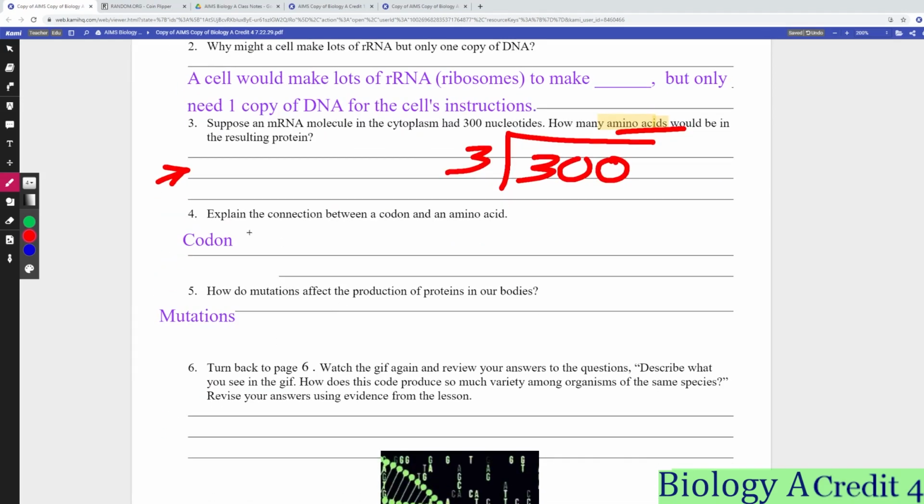For number 4, what we're going to do is explain the connection between a codon and an amino acid. So remember, a codon is a set of 3 nucleotides that specifically code or identify an amino acid that needs to be used to create a protein.